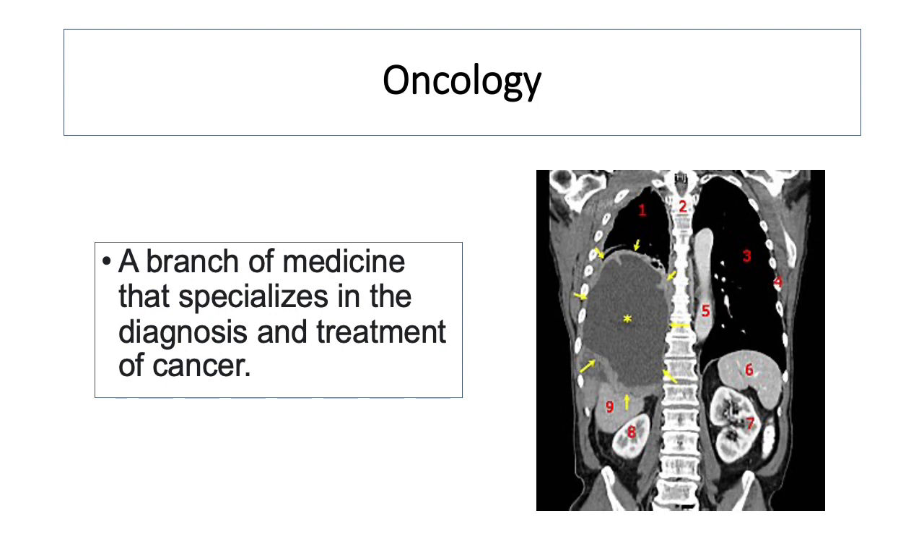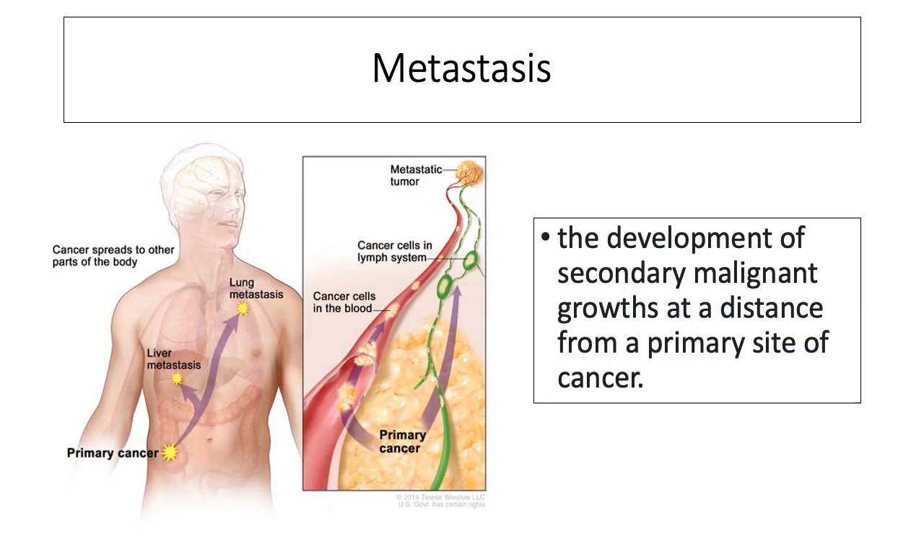Oncology is a branch of medicine that specializes in the diagnosis and treatment of cancers. So when we hear the word oncology, it is talking about the study of cancers, put simply. Another word that we want to define right from the outset is metastasis. It varies, others would say metastasis, but I'll call it metastasis. This is basically the development of secondary malignant growths at a distant site from the primary site of a cancer.